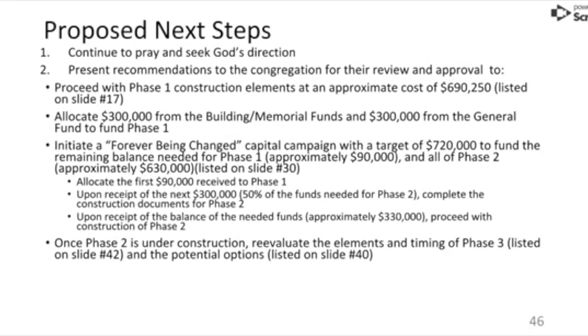Then the last bullet point just says once phase 2 is under construction, we would go back and re-review the elements of phase 3 and say, is that still what we want to do? Do we want to change that in any way? And that would be a separate review at that time.